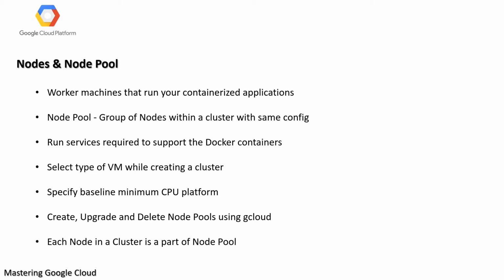A node runs the services necessary to support the Docker containers that make up your cluster's workload. Each node is of the standard Compute Engine machine type. The default is e2-medium. You can select a different machine type when you create a cluster. When you create a cluster or a node pool, you can specify a baseline minimum CPU platform for its nodes. You can create, upgrade, and delete node pools individually without affecting the whole cluster using the gcloud container node-pools command.